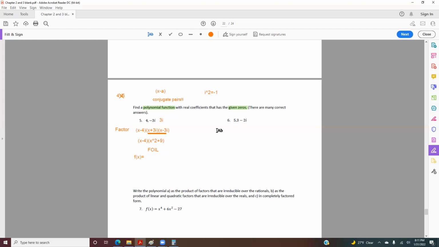Okay. So same thing with question 6. I want you guys to give me another zero that is not given to us. So this question gives us 2 zeros, 5 and 3 minus 2i. So can someone tell me what the other zero is?